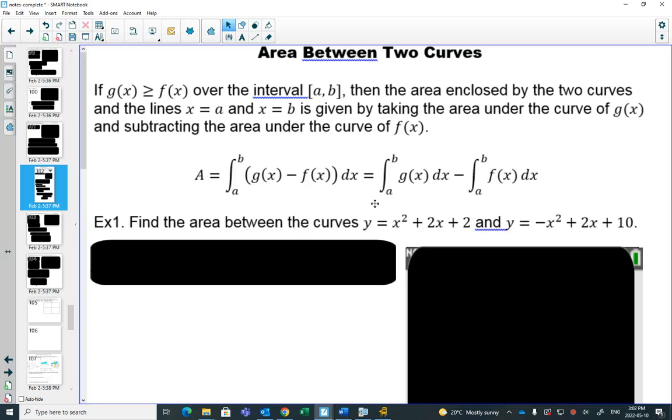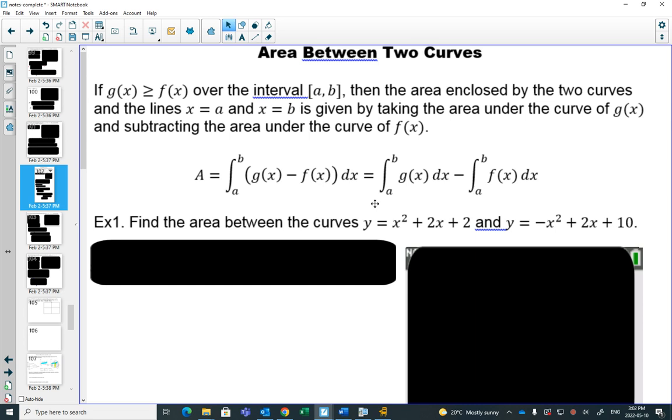So the first concept we looked at was area between a curve and the x-axis. And now we're going to look at the area between two curves. And it's actually easier. In fact, you do not have to worry about parts of it being above the x-axis or below the x-axis. All the negatives and positives will work themselves out. The area between two curves is just: take the upper curve, subtract the lower curve, and you'll find the area.